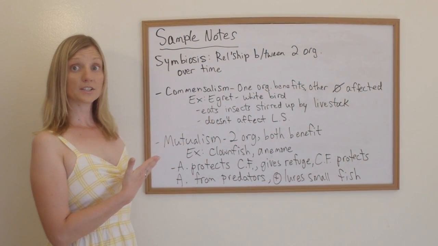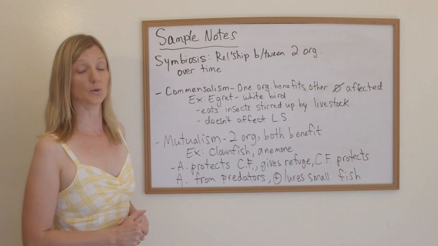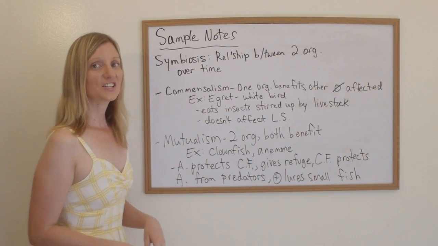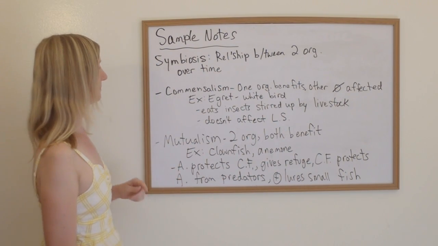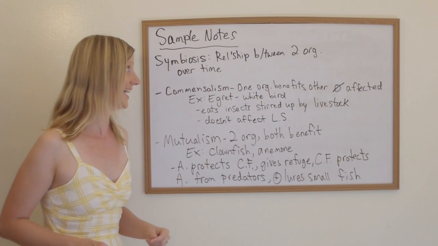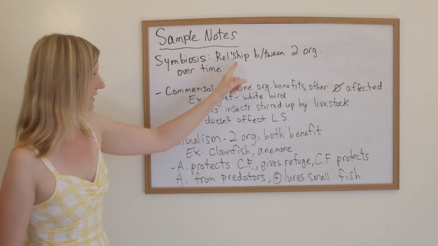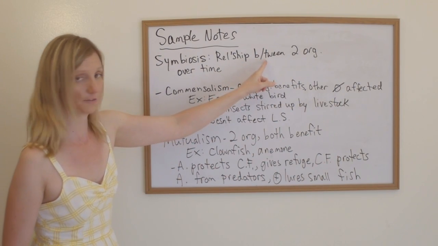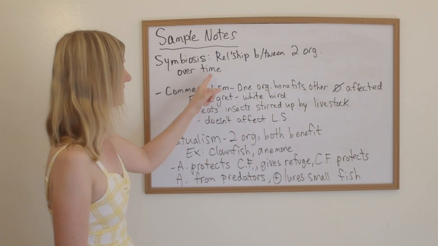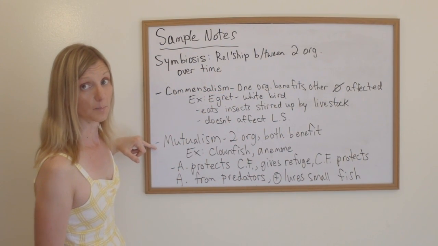Okay, on my board I've written some sample notes to show you what is important to write down during the listening part of this question. So let's take a look at my board here. I've written symbiosis because that's the topic and it's very important that I catch that. Rel'ship, that's my short form of relationship. B/tween for between. To org for organisms. Over time. And then I have two dashes to indicate my subtopics, right?